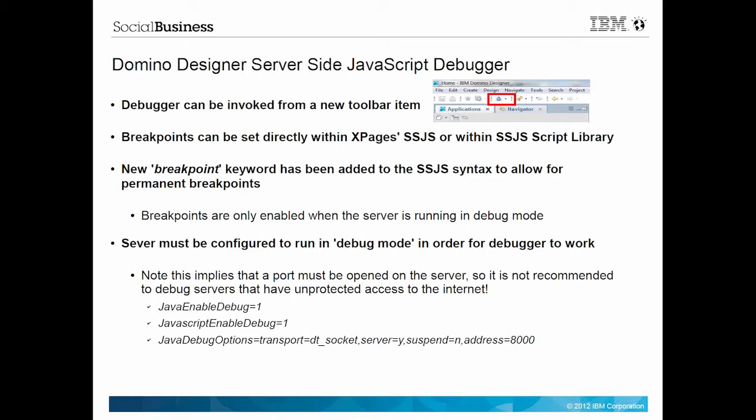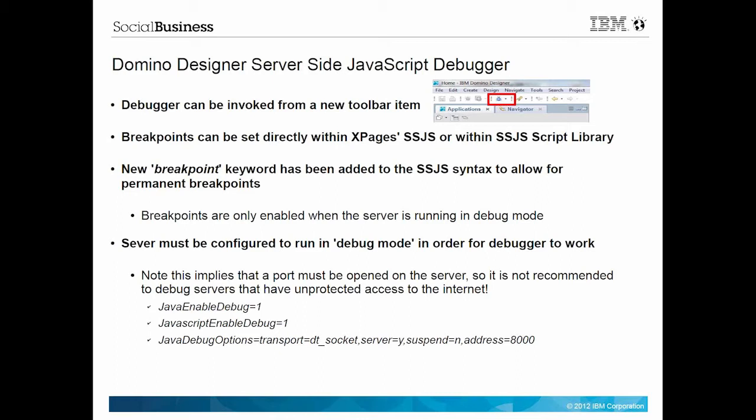So basically you can set breakpoints within your server-side JavaScript code, just like you'd expect to set breakpoints in Java code or any other language. You can now set breakpoints right within the editors, the XSP or XPages editor or the server-side JavaScript editor. You can just set breakpoints, and we've also added a new breakpoint keyword that allows you to persist breakpoints. Execution of code will only stop at this particular keyword if the server is running in debug mode.